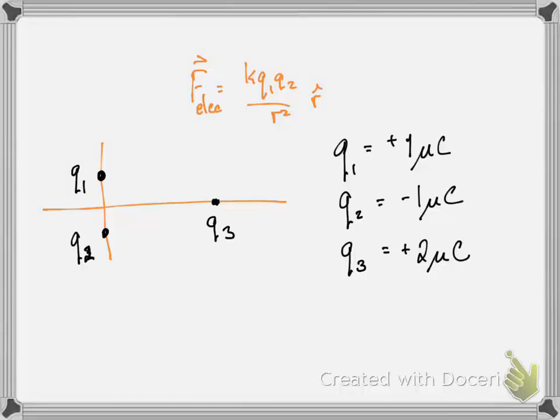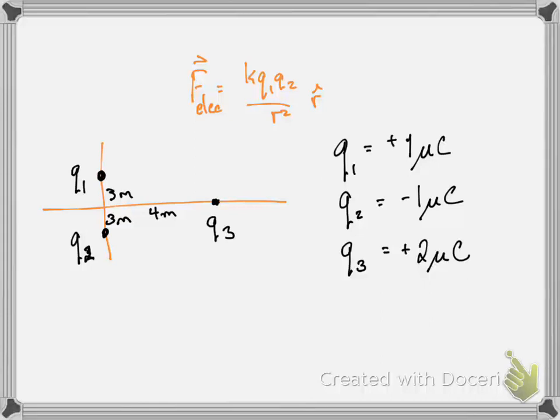So let's go ahead and do this Coulomb's law problem. We have 3 charges fixed in place on a coordinate axis, and charges Q1 and Q2 are on the y-axis, equally distributed around the x-axis, and charge Q3 is along the x-axis. I give the values of the charges. Q1 is plus 1 microcoulomb, Q2 is minus 1 microcoulomb, and Q3 is plus 2 microcoulombs. And I've added some distances so that Q1 and Q2 are separated by 6 meters, and Q3 is 4 meters along the axis.